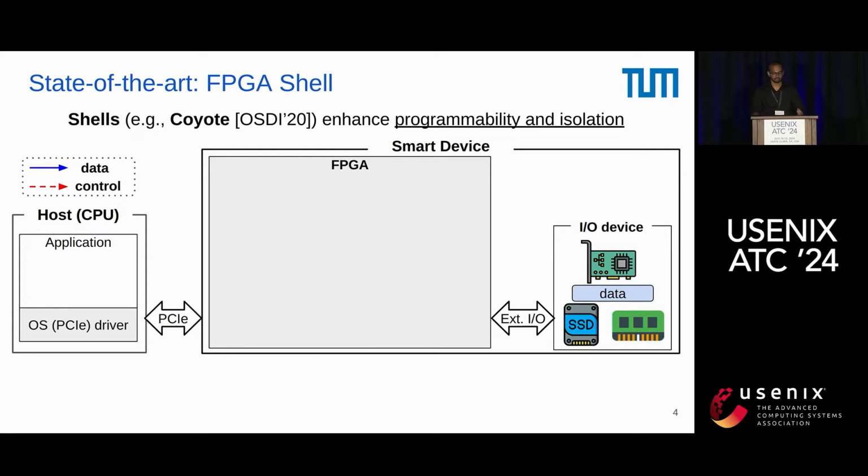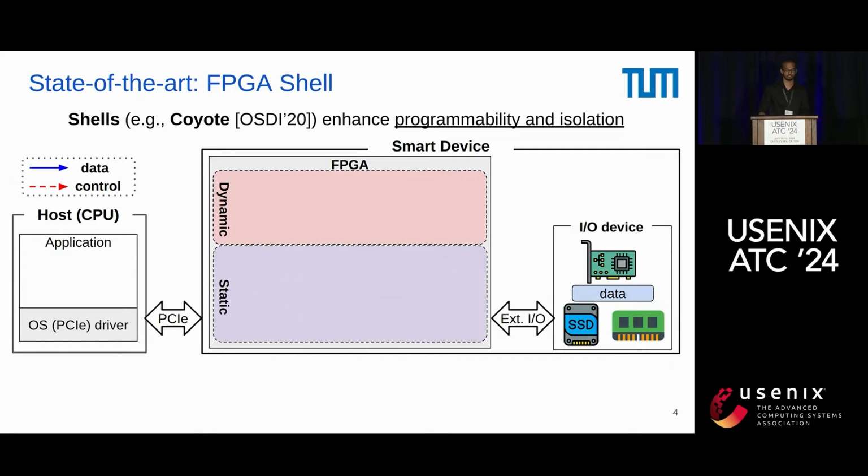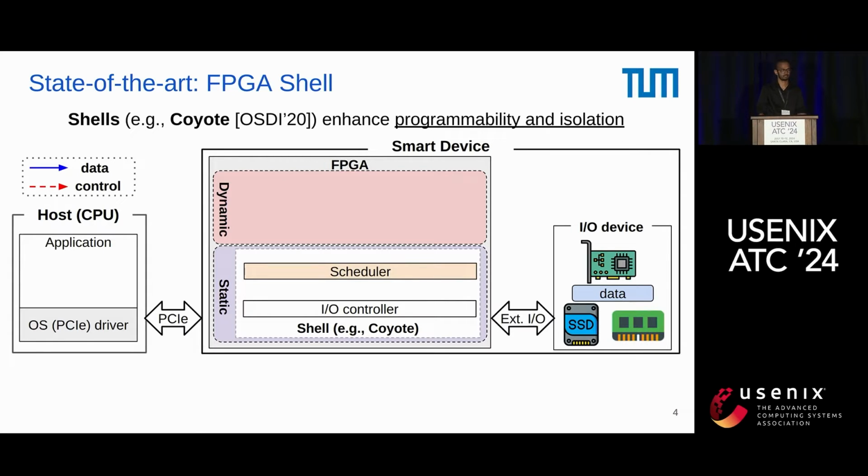To do this, the FPGA region is divided into a static part, which is fixed at compile time, and a dynamic region, which can run one or more user logics of the application. The static region contains the shell, and is responsible for abstracting away the physical interfaces of the FPGA. Among other things, it consists of an I/O arbiter or a scheduler, which is responsible for isolating access to shared FPGA resources, and the I/O controllers for one or more I/O devices that are attached to the FPGA.